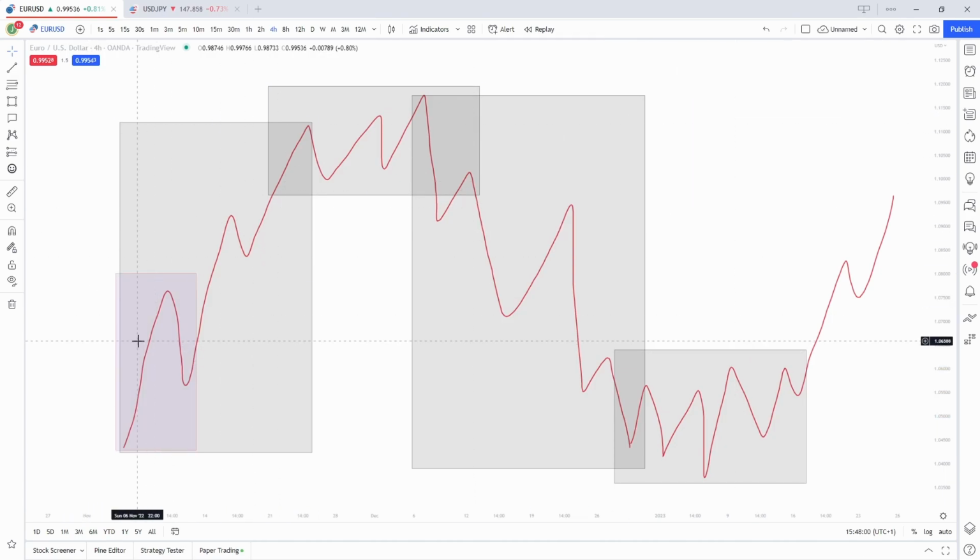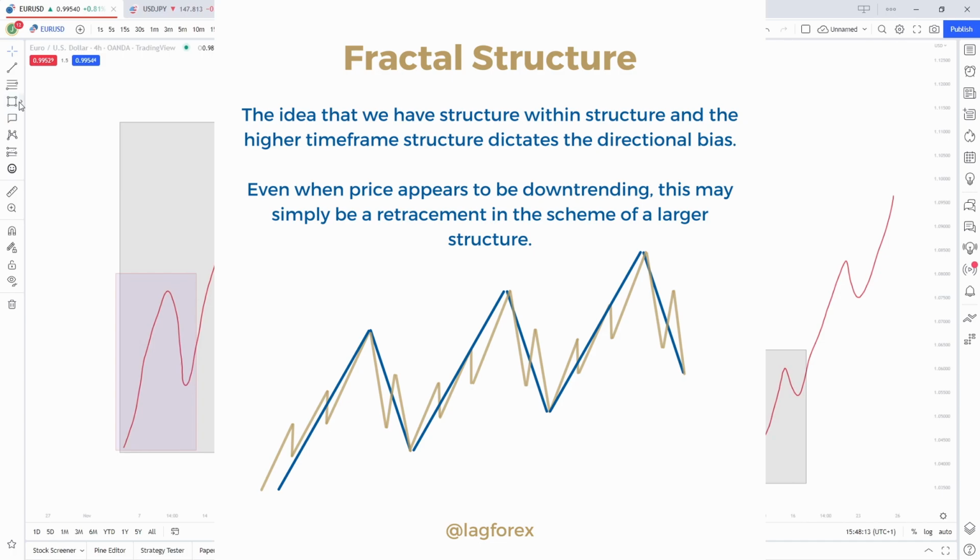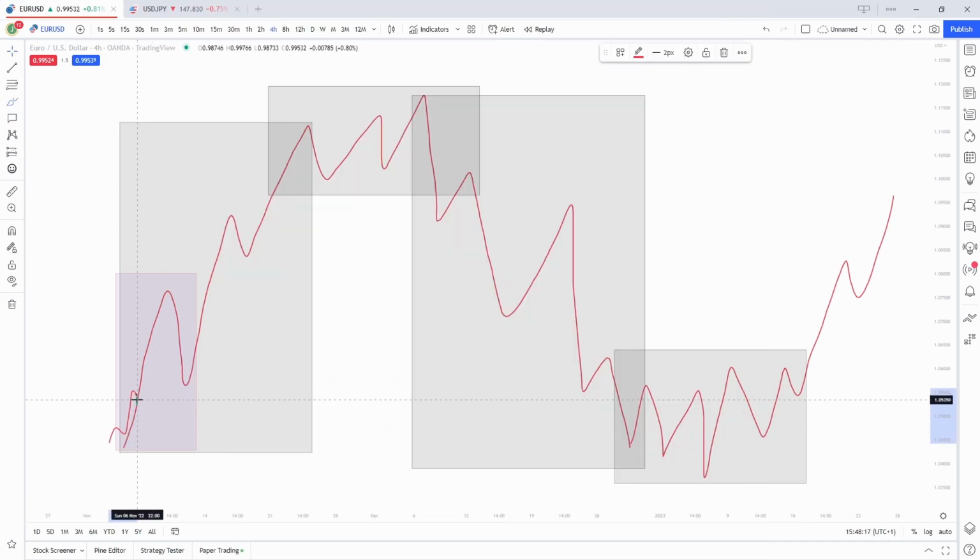And within this purple structure, if we were to go to a lower time frame, this area inside the purple box would look the exact same as this overall thing we have drawn out, where on the lower time frame, inside of here, we would have an uptrend or a bullish phase into a region of consolidation, into a downtrend or bearishness, into a region of consolidation, and then a move up.